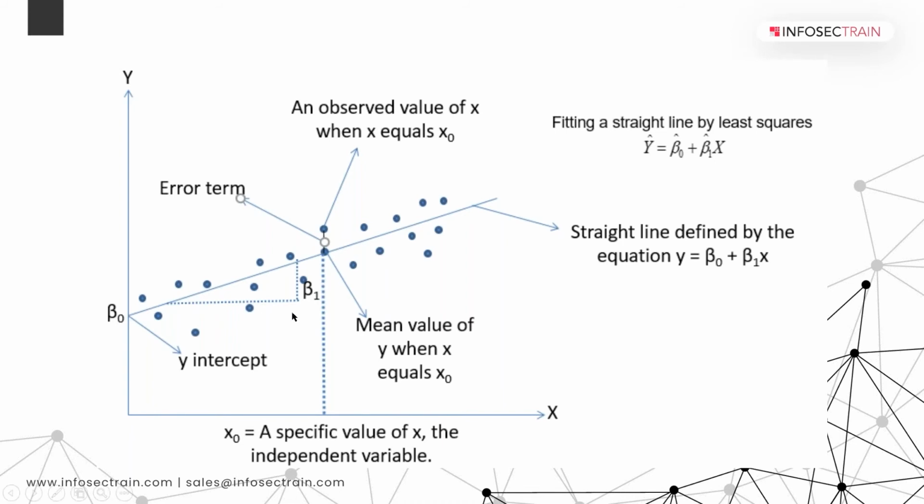Then we have another coefficient, which is beta 1. Now beta 1 is nothing but the slope. As you know, in the equation of a line we have two parameters, one is intercept, another is slope. So this is the slope parameter. Does anyone know the formula of slope, how we calculate the slope in two dimensions?